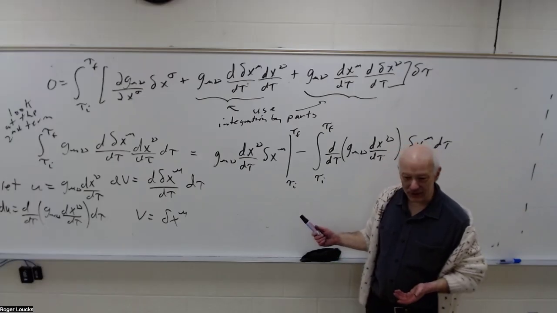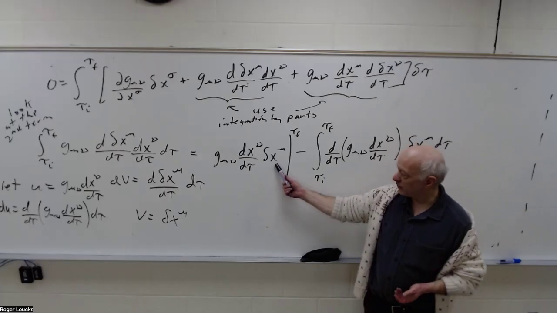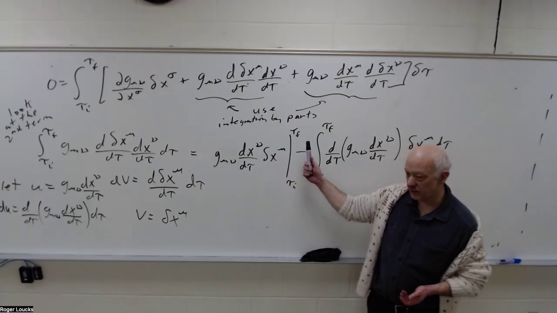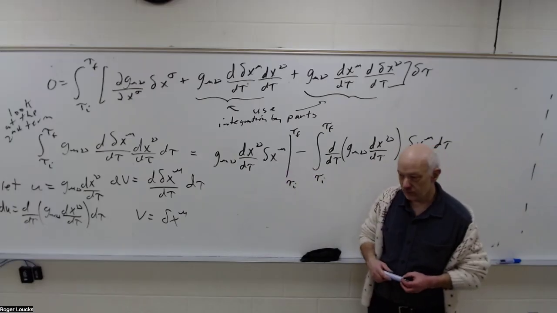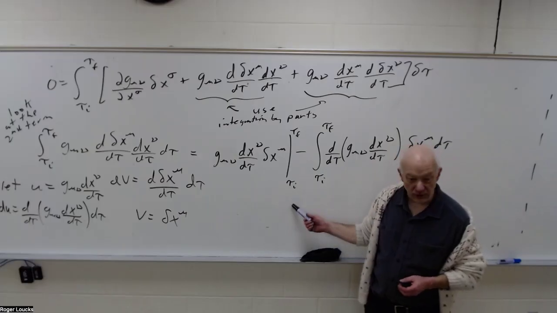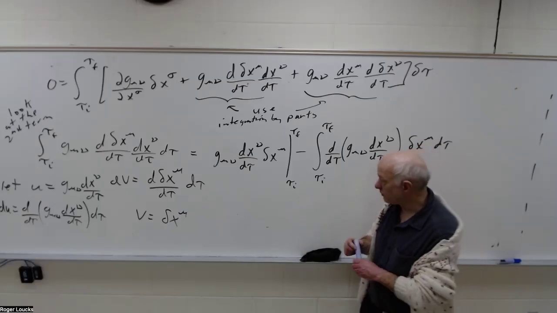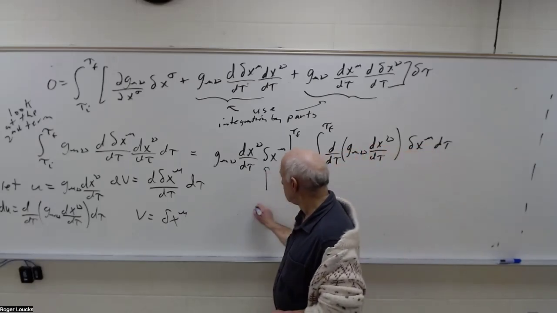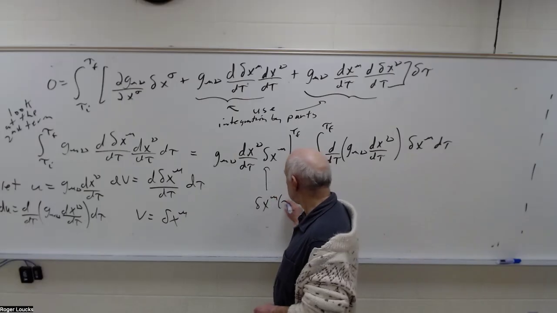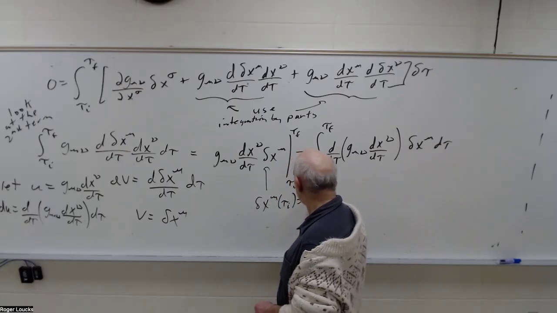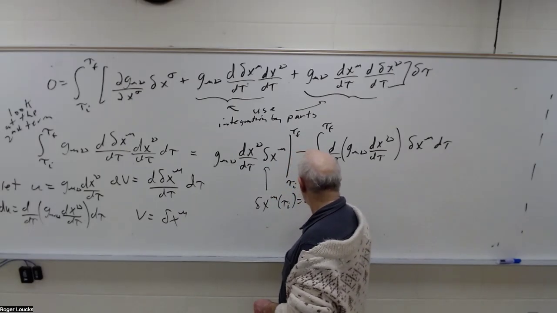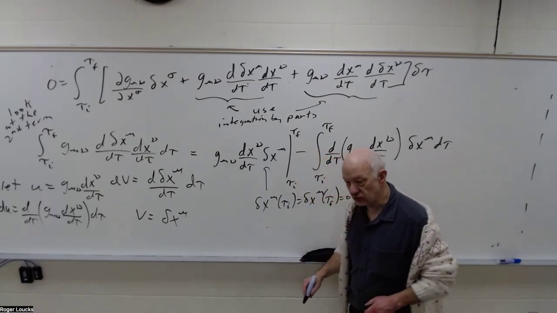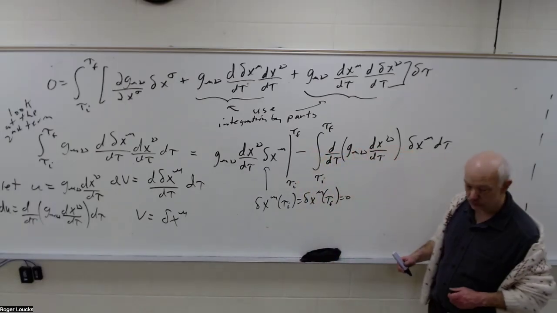Now what happens here? What do you know about the delta x mu at the initial and the final? It's zero. We're assuming no variation at the endpoints. So we're assuming that delta x mu at the initial and delta x mu at the final are zero. No variations at the endpoints. So we don't have to do this piece here.